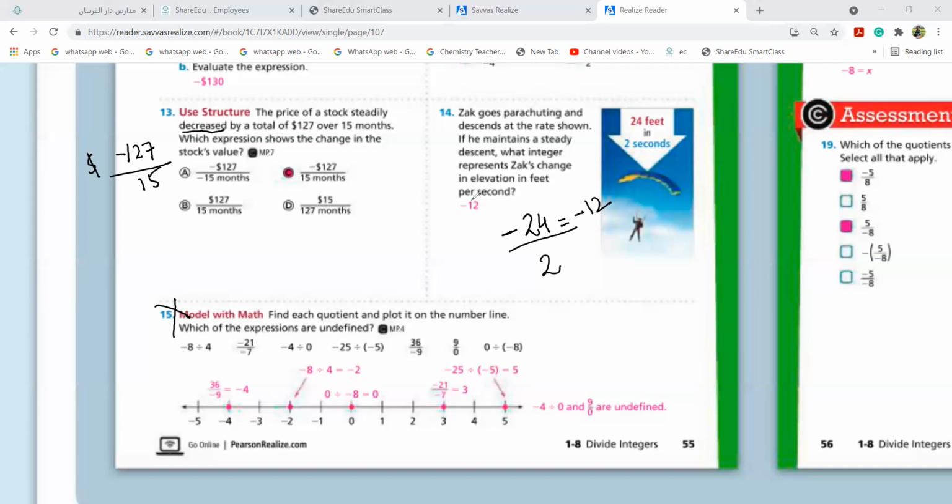What did they ask you? Zach change in elevation in feet per second. So for 24, it's 2. So for 1, it's how much? You know that you're dividing it. If you want, you write the proportions. For 24 feet, it is 2 seconds. So I'm writing second down. So 1 second, how much? You know the question mark next to it, I'll just divide 24 over 2.